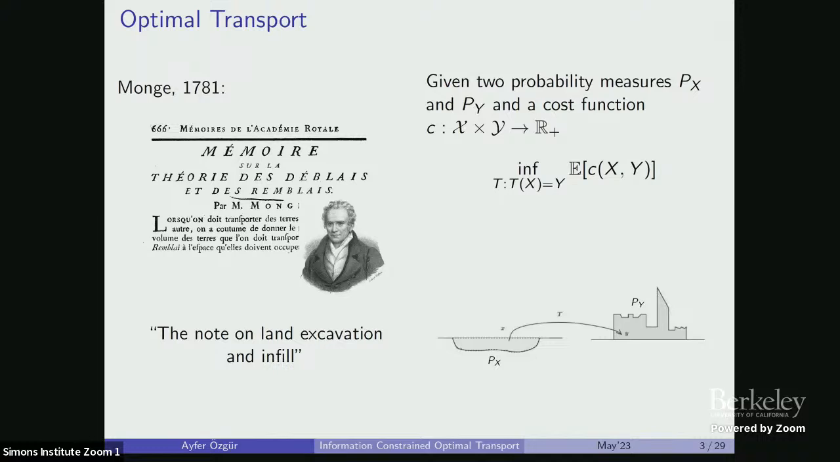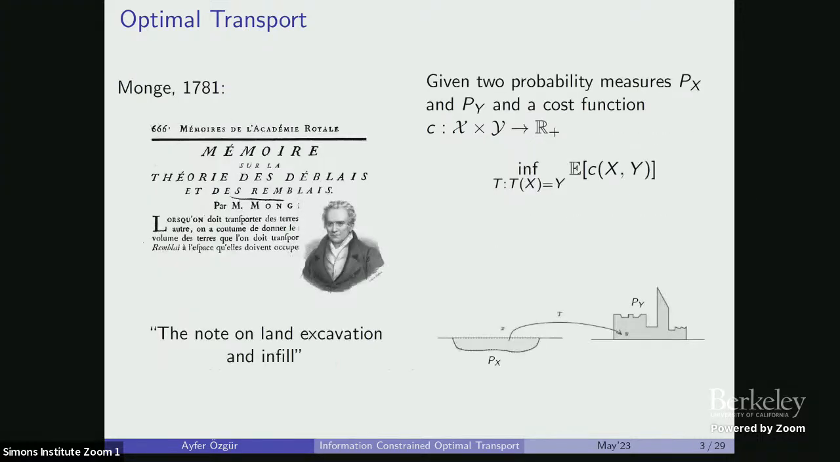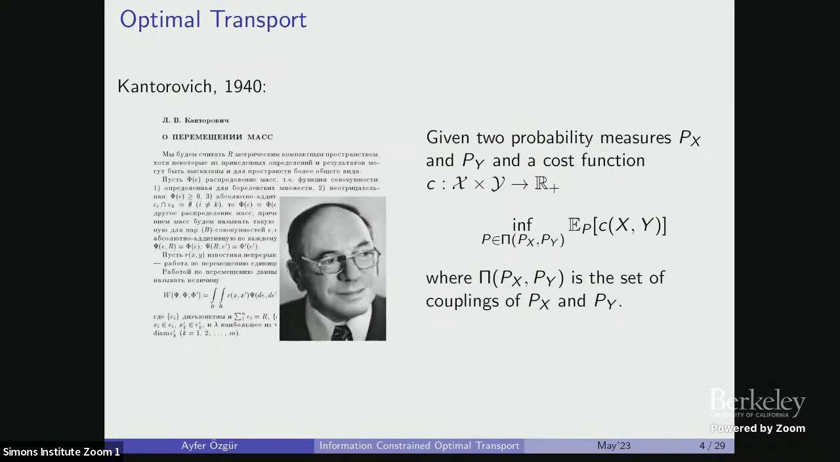And this problem gets rediscovered some, I guess, 160 years later by the Russian mathematician and economist Kantorovich during World War II. At the time they needed to deal with a lot of logistical problems. They needed to carry soldiers and goods between different places. So he reformulates the problem, and he actually introduces a small but important generalization in the formulation.